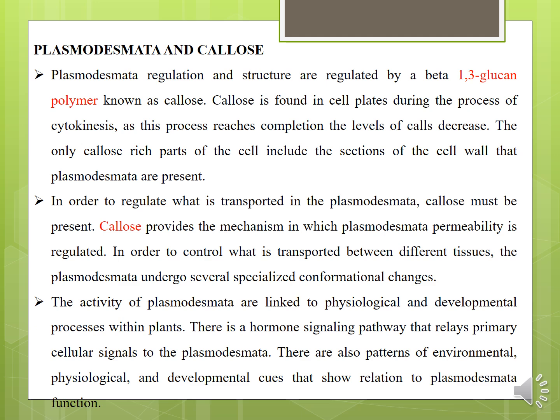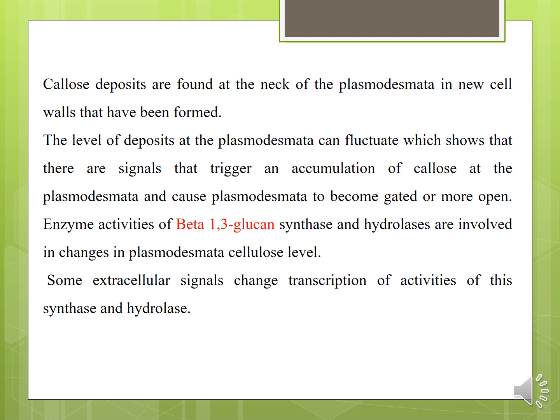The plasmodesmata callose has a beta-1,3-glucan polymer which is known as callose, and it is found in cell plates during the process of cytokinesis. And in order to regulate what is transported in the plasmodesmata, callose may be present. So this callose provides a mechanism in which plasmodesmata permeability is regulated in order to control what is transported between the two different tissues. And the plasmodesmata undergo several specialized conformational changes. They also have a pattern of environmental, physiological and developmental cues that show relation to plasmodesmata function. And the enzyme activities of beta-1,3-glucan synthase and hydrolases are involved in changes in plasmodesmata callose level. Some extracellular signals change transcription of the synthase and hydrolase.